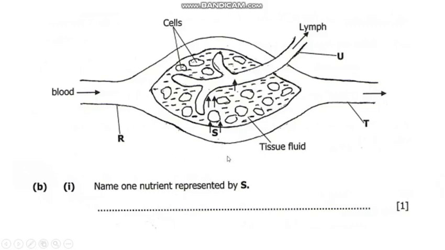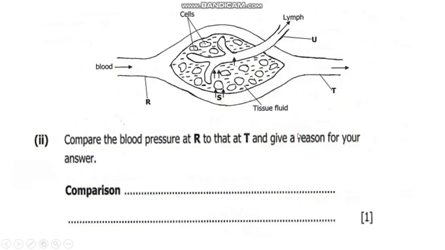Here you can have different answers. You can either say the nutrient is amino acids, or you can say the nutrient is glucose. It will score a mark. They will give you a mark. Don't say proteins, because proteins are large, so they can't pass through the walls of the capillaries. So here we can say amino acids, or we can say glucose. It can give us a mark. So this was the answer to our question B1.